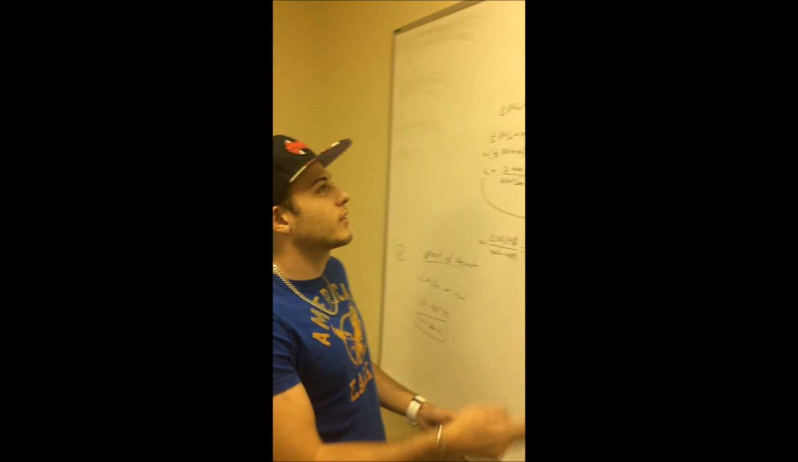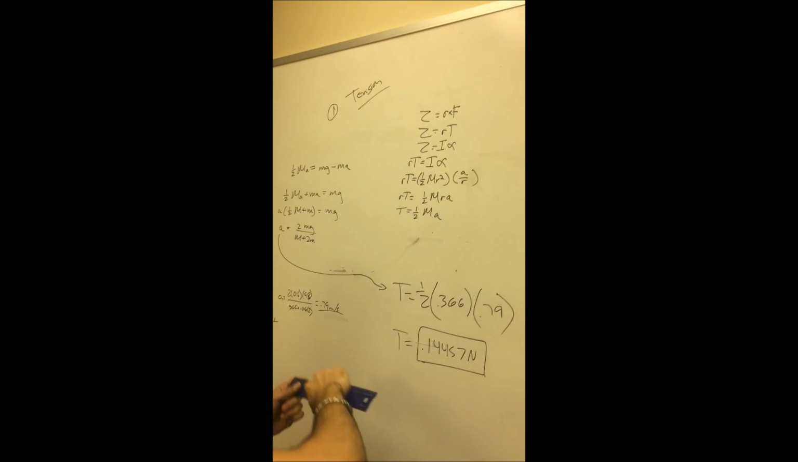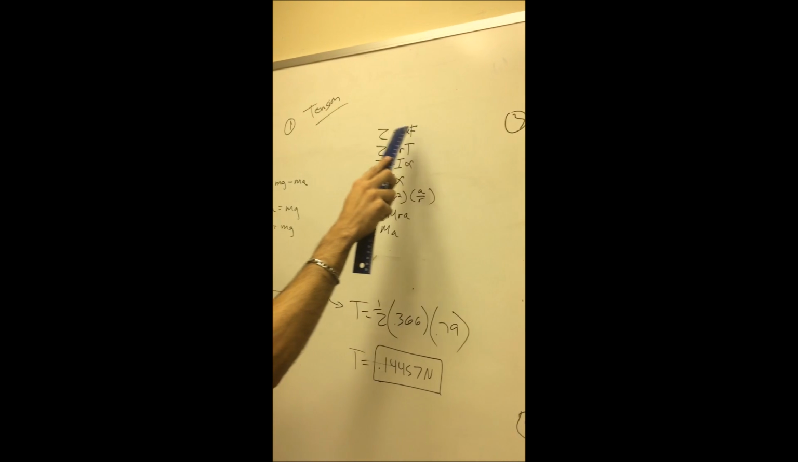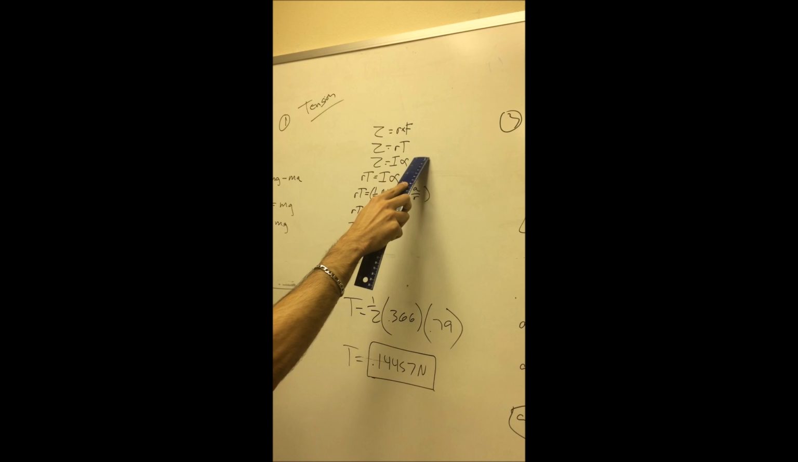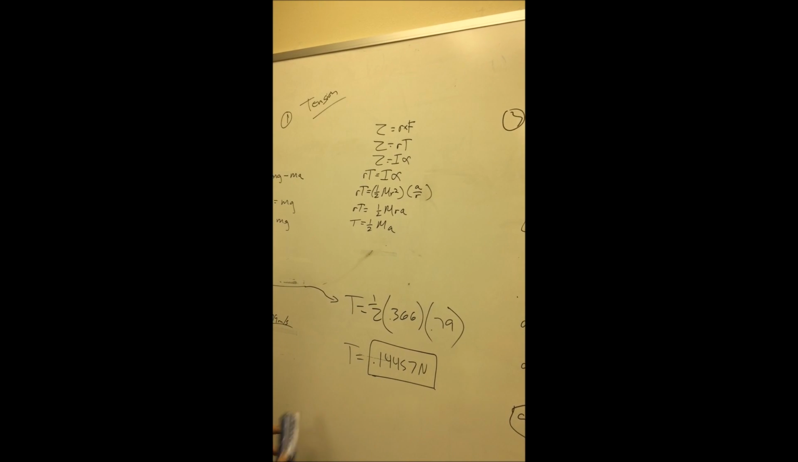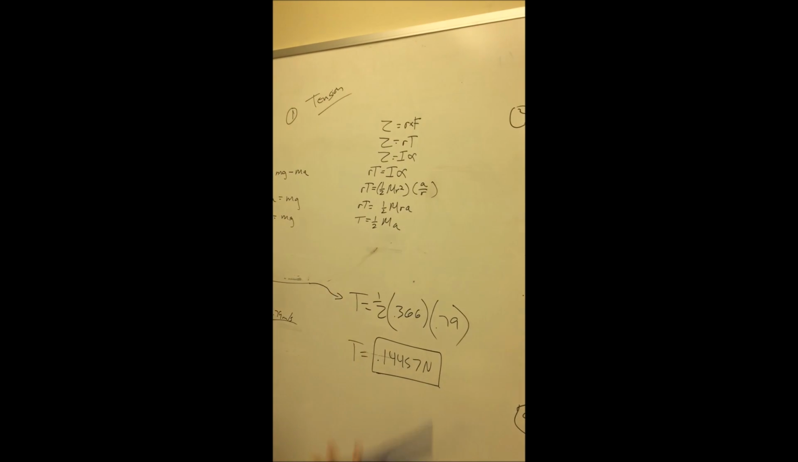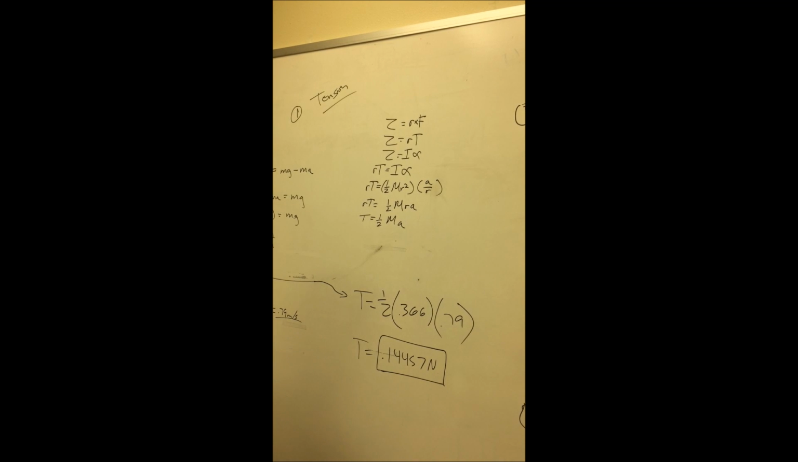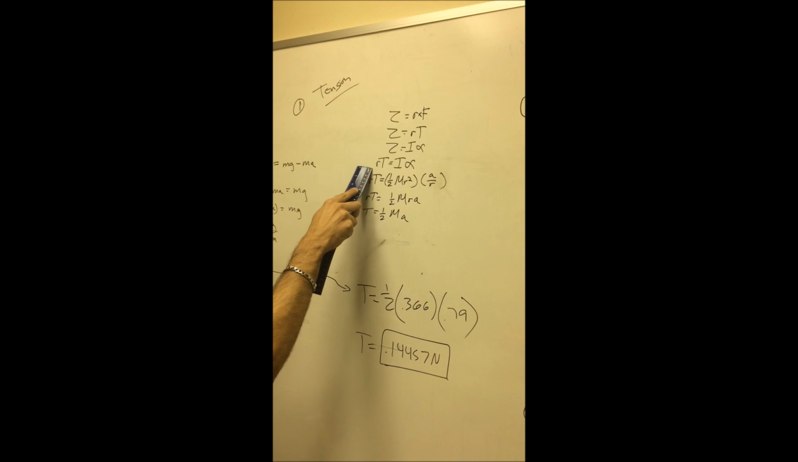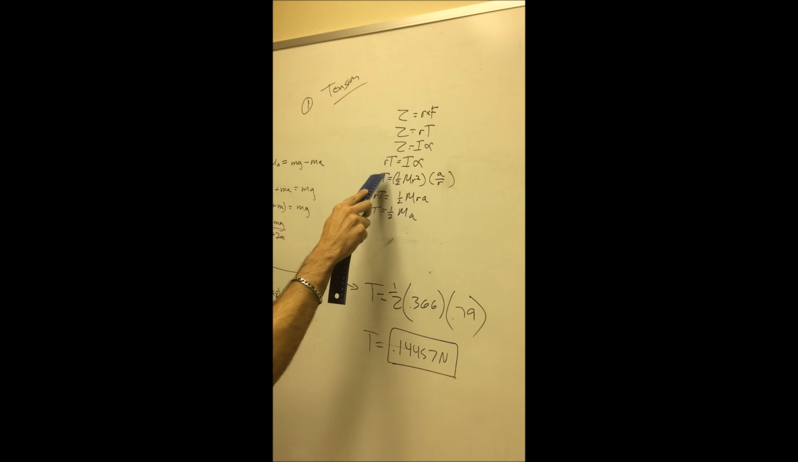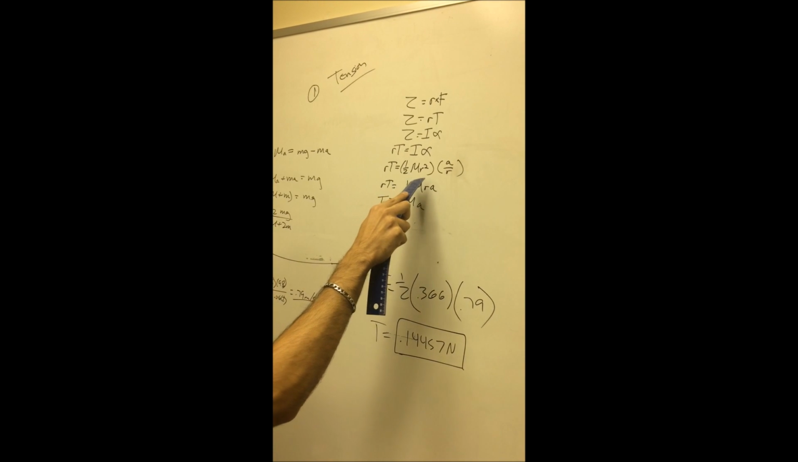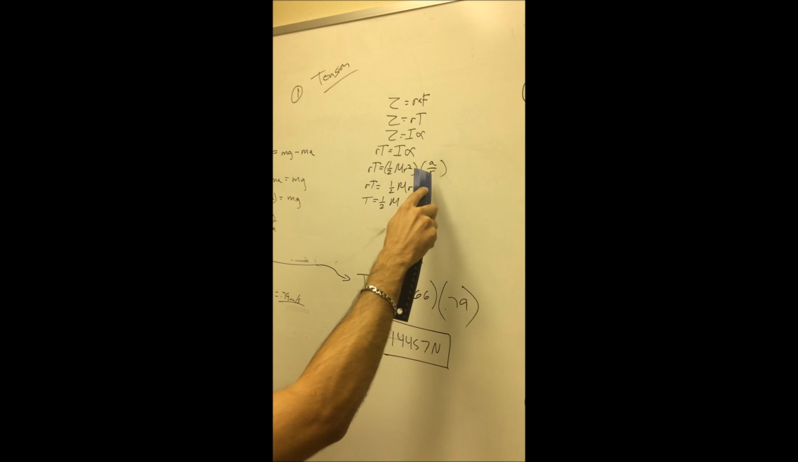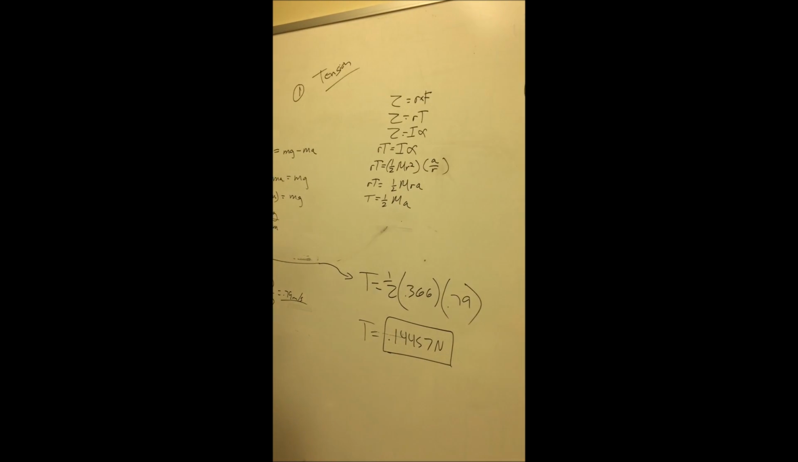I'm going to explain the calculations that we did. First, we're going to find tension. For tension, we're going to use the formula of torque, which is force times distance. Force here will be tension, and torque we could also equal to I alpha. So distance times tension equals I alpha. I equals 1/2 mr squared, and alpha equals a over the radius.